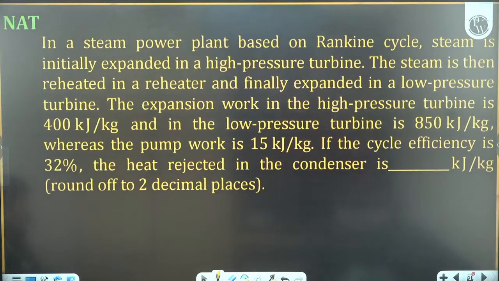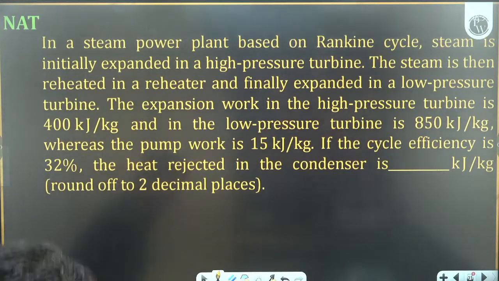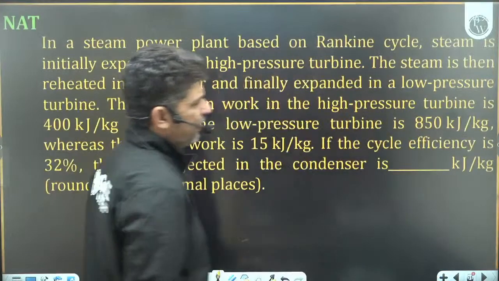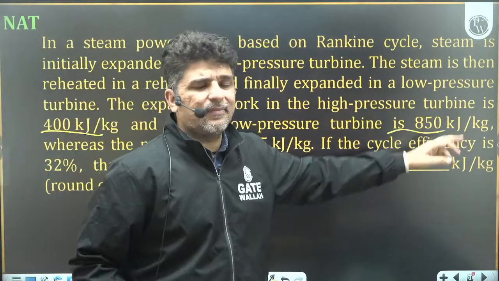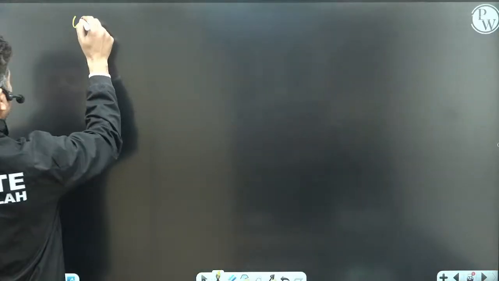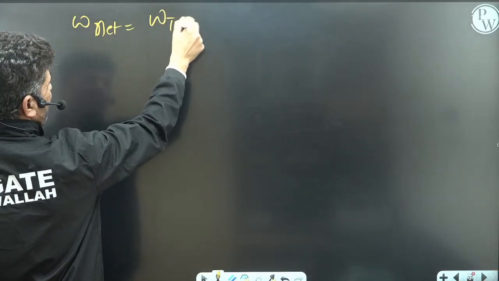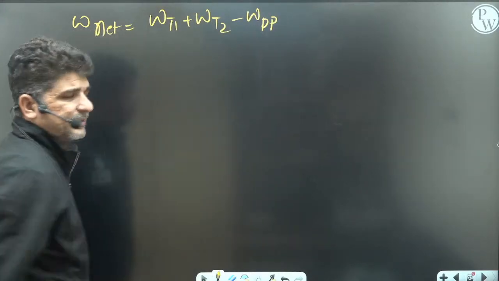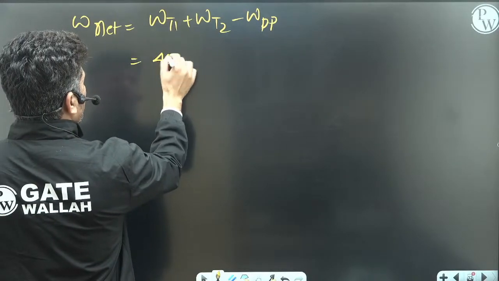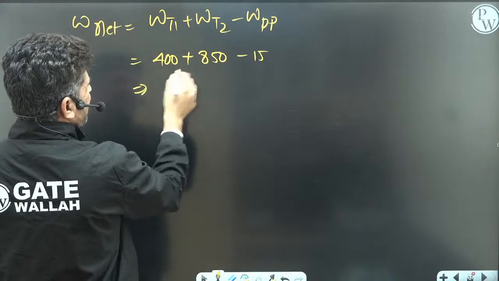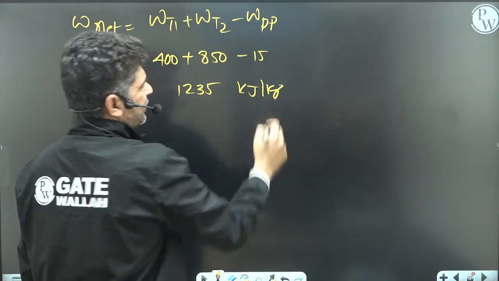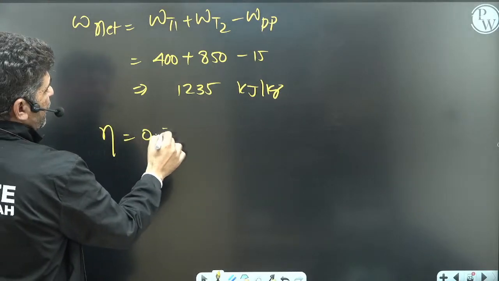Very good. So you see what is the W net? If you see over here, the work of turbine 1 is 400, work of turbine 2 is 850. So W net will be equal to work of turbine 1 plus work of turbine 2 minus work of pump. Okay. So what is W net? W net will be equal to 400 plus 850 minus 15, that is 1235 kilojoule per kg, and it is given as the efficiency is equal to 0.32.